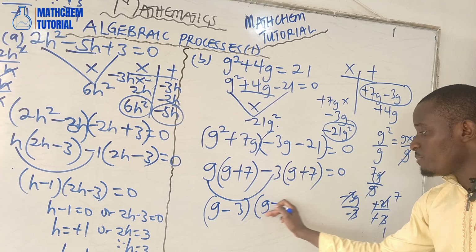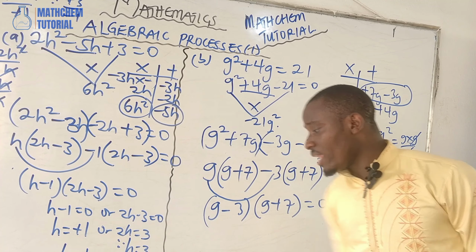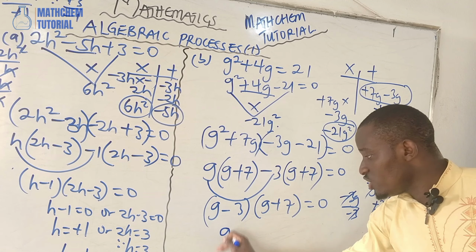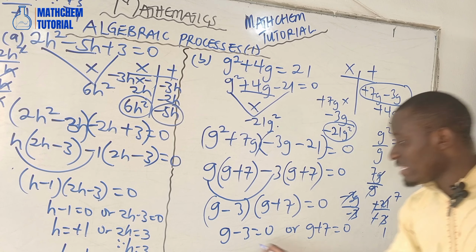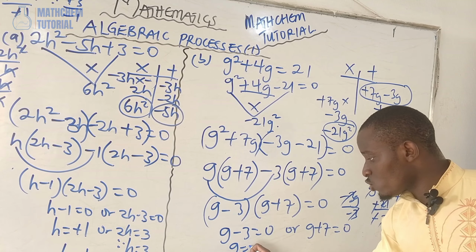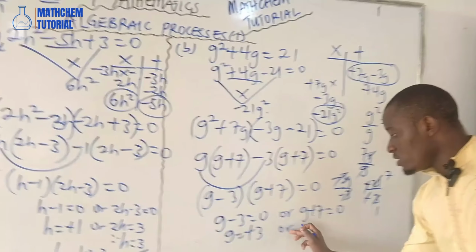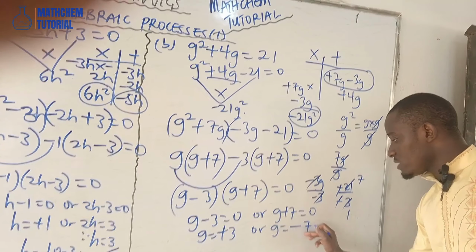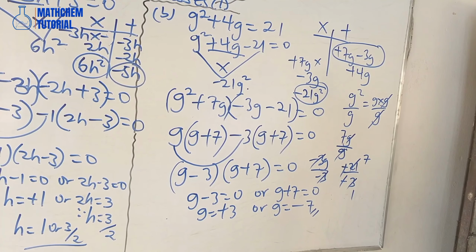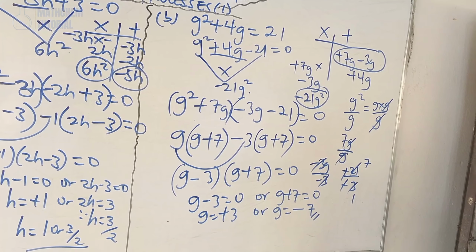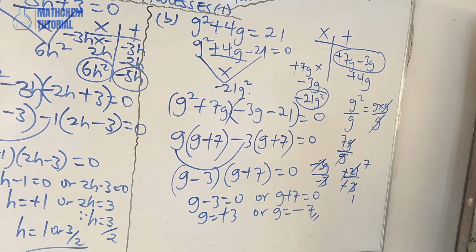Now I can split it out the way I split this one earlier, which is going to be g - 3 = 0 or g + 7 = 0. Collecting my like terms, then g = +3 or g = -7. So these are the two possible values for g in this particular quadratic equation question. That is g = +3 or g = -7.